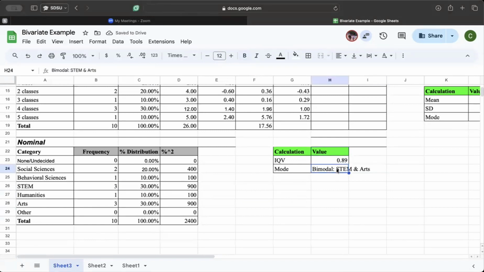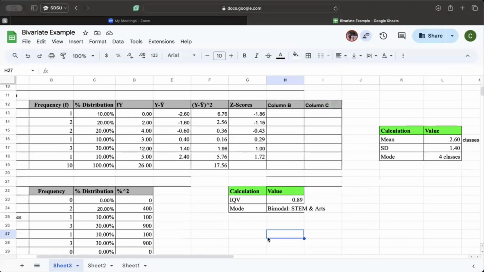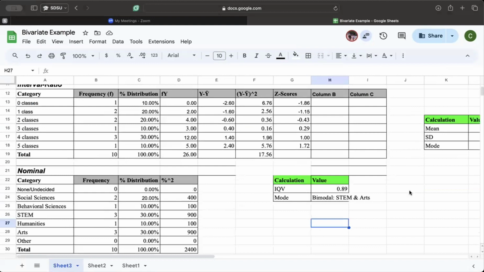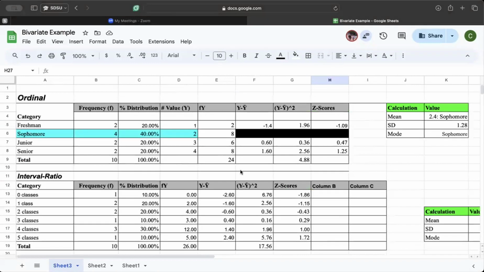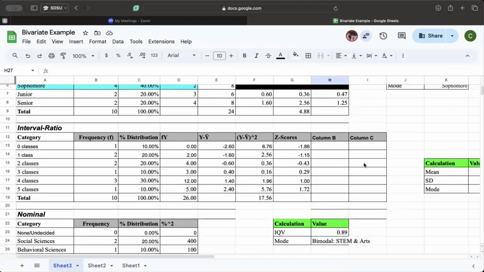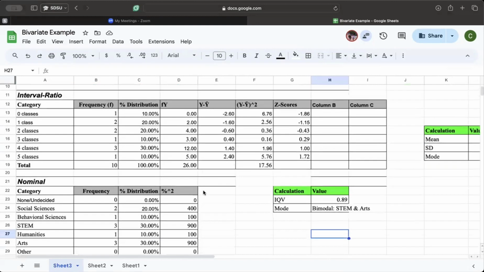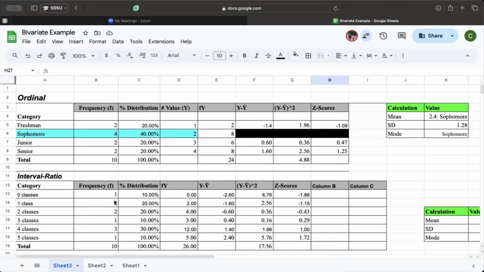Okay. So I've been able to fill out all of these parts in my tables, and this has given me the foundation of what we need from here for now. What we need to do now, though, is transition into our actual bivariate tables.